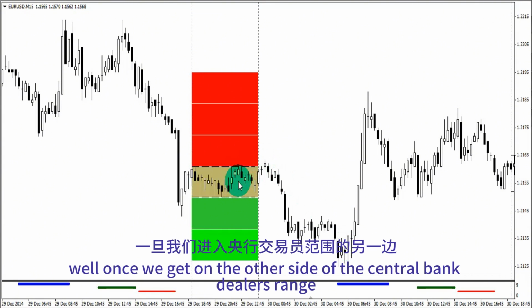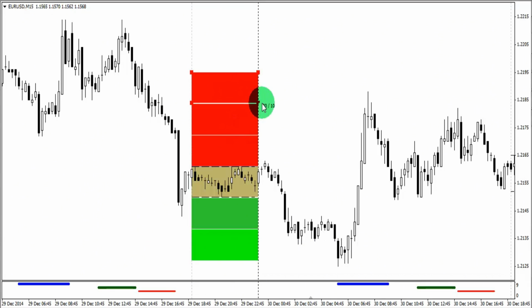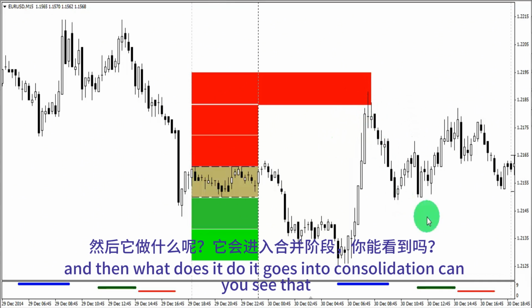Well, once we get on the other side of the central bank dealers range, we have one standard deviation, two standard deviations, three. If I extend this out, right there is where they made the high of the day. And then what does it do? It goes into consolidation. You see that?